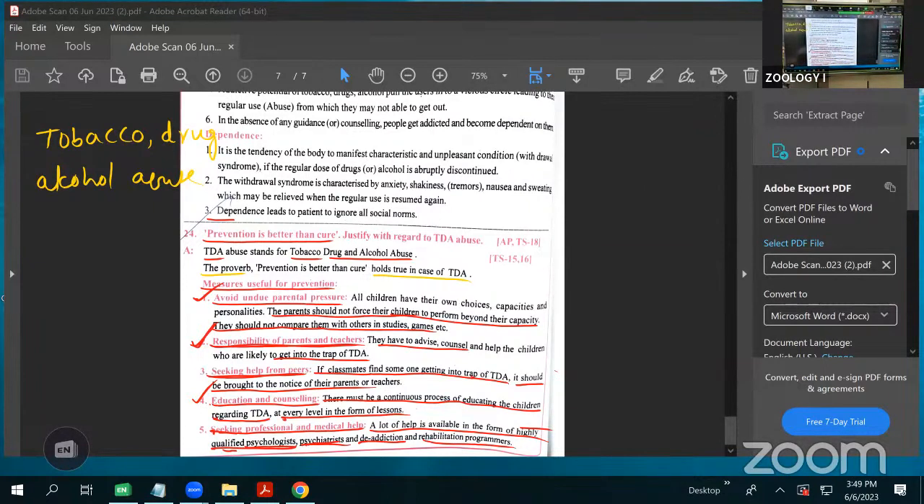De-addiction means some people are addicted to tobacco, drugs, and alcohol. For those people, we give some treatment that we call de-addiction. Here, de-addiction and rehabilitation programs help prevent TDA abuse. We conduct some programs, and those programs are called de-addiction and rehabilitation programs. Like this is the tobacco adverse effect. This is mainly prevention. Prevention is better than cure. The format is like this.